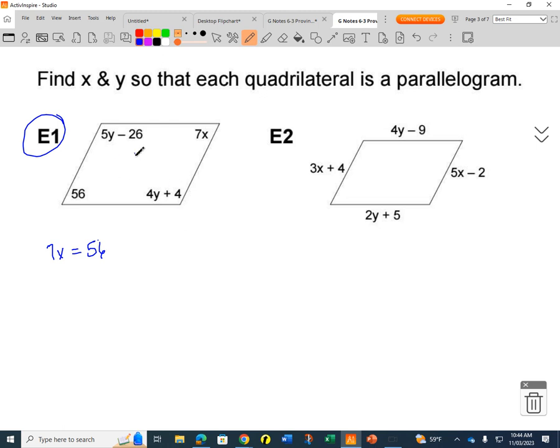I also know that these angles are opposite angles. So if this is a parallelogram, then these have to be equal. So we can solve for y to find out what value would make these expressions equal. So we've got two equations, and we're going to solve for x and solve for y. So y'all go ahead and solve for x and solve for y.